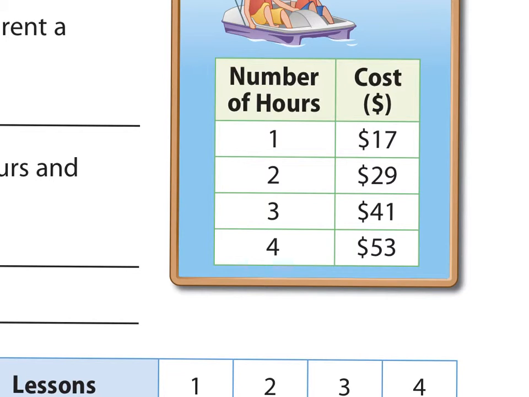All right, now, cost is our y, hours is our x. The cost of this paddling boat depends on how many hours you rent it for. Okay, now, what's my change in y each time? 12, good. My change in x is 1.